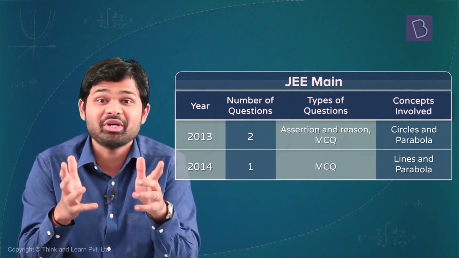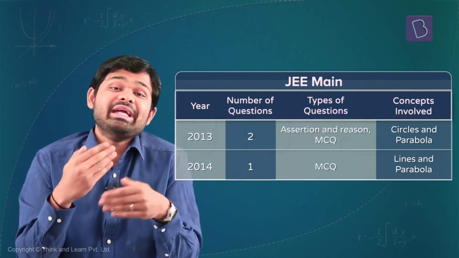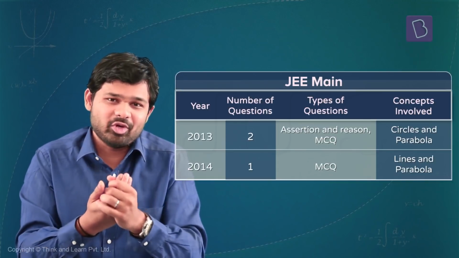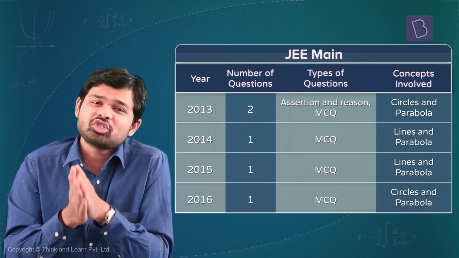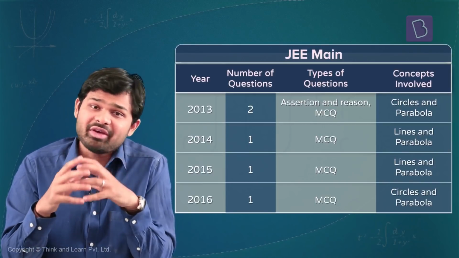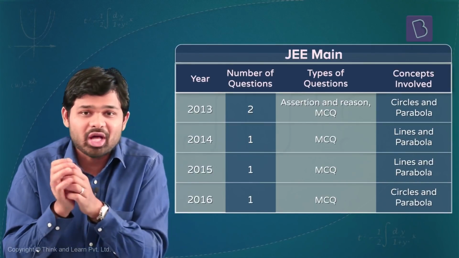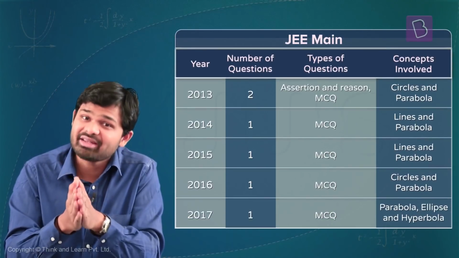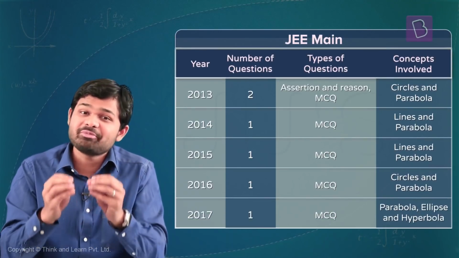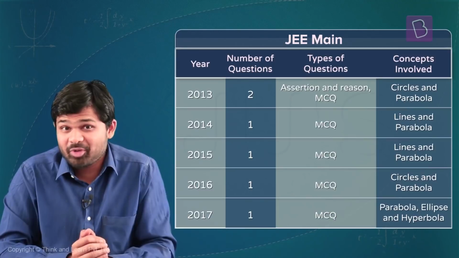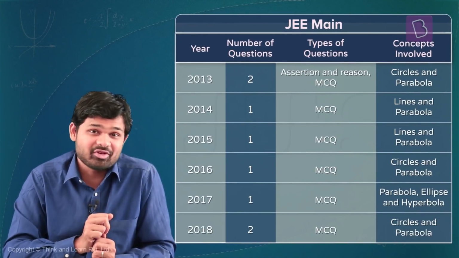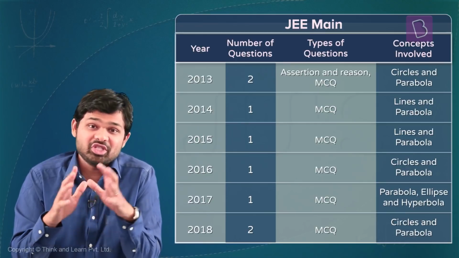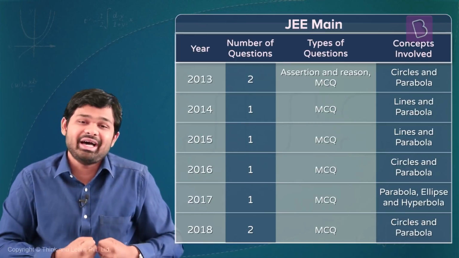2014, again, there was one question. This time, it was the intertwining of lines and parabolas. So was the case in 2015. In 2016, we saw the case wherein there was a circle and parabola question. 2017, again, there was a question which involved concepts of different conic sections, parabola being a part of it. Again, in 2018, we had 2 questions from parabola, and both these questions had concepts of circles along with it.